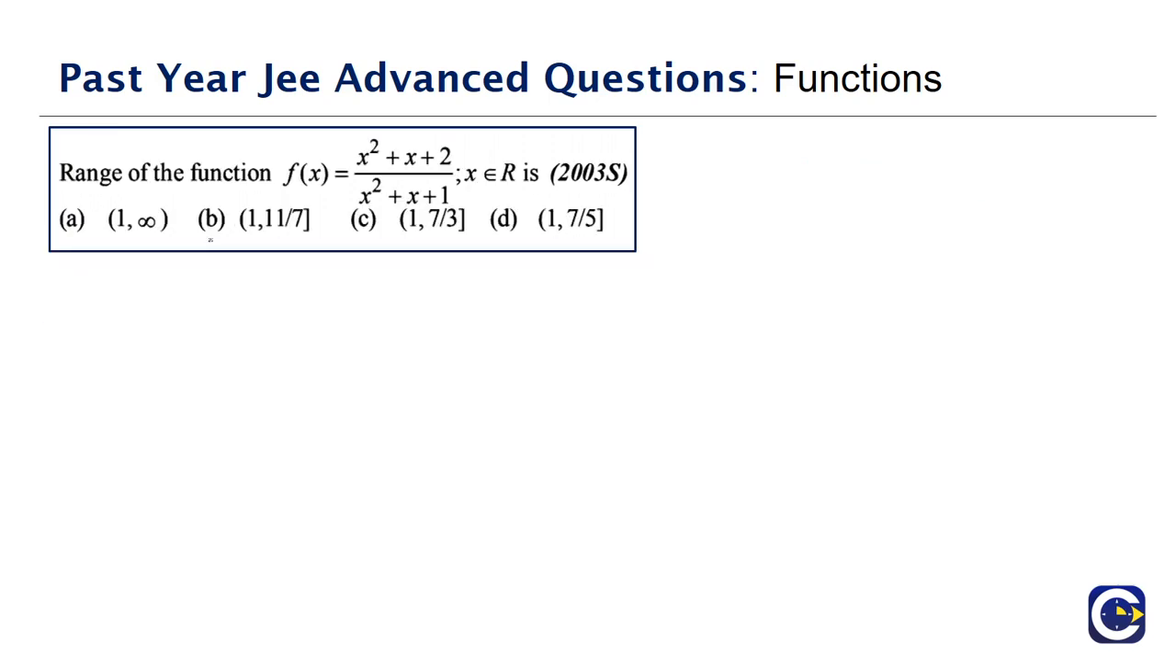Moving on to the next question. Range of the function f of x is equal to x square plus x plus 2 by x square plus x plus 1, x belongs to R. Then which of the following options are correct?